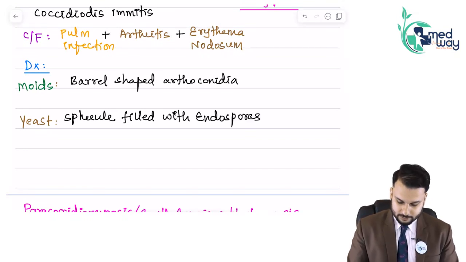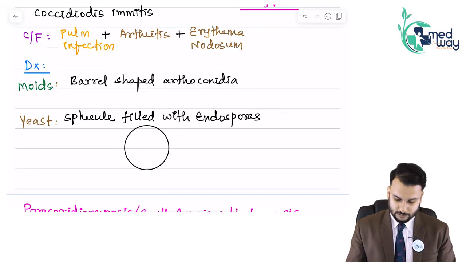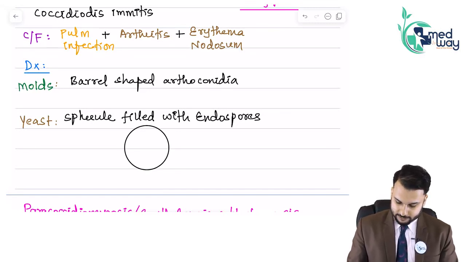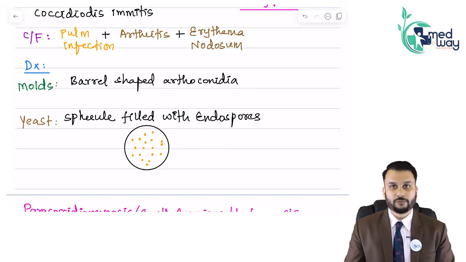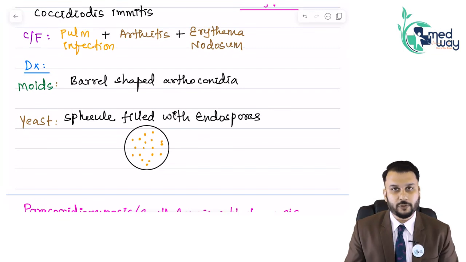Now, what exactly does it mean? Sir, spherule means a sphere, something round. And then you have some spores inside it, and these spores are given the name endospores. Endo because they're inside, they're called endospores. Okay, hope it is clear to everyone.